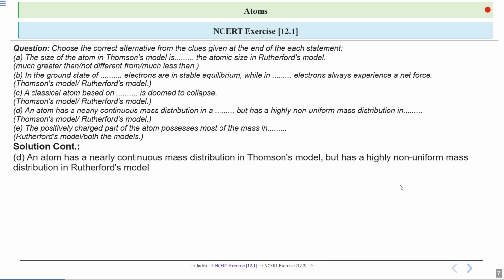This difference is crucial because it explains why most alpha particles pass straight through gold foil in Rutherford's experiment, but a few are deflected sharply.